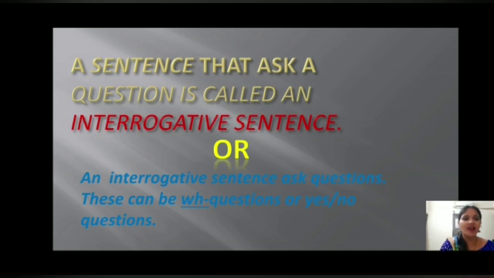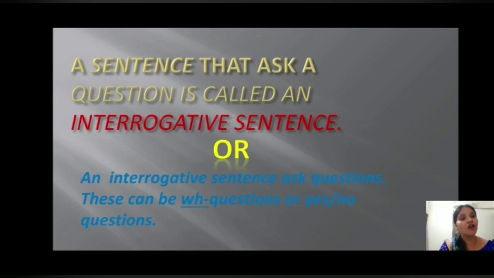What, why, when, how, all these words belong to the WH family. They all come in interrogative sentences. An interrogative sentence asks a question. This is the first recognition of an interrogative sentence: how you will come to know whether a sentence is interrogative or not, because it will ask a question. These can be WH questions or yes or no questions.